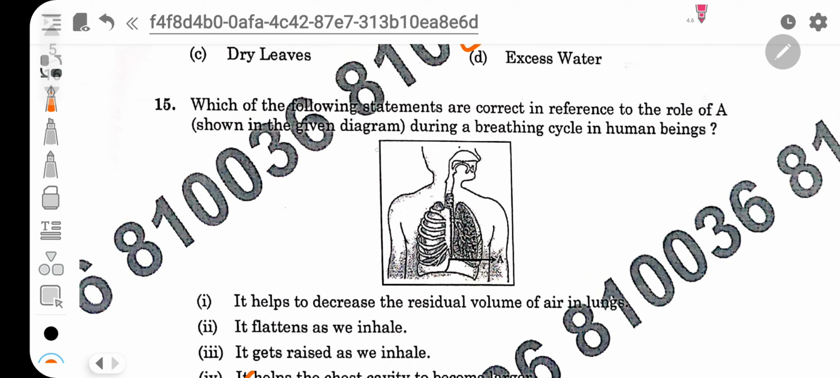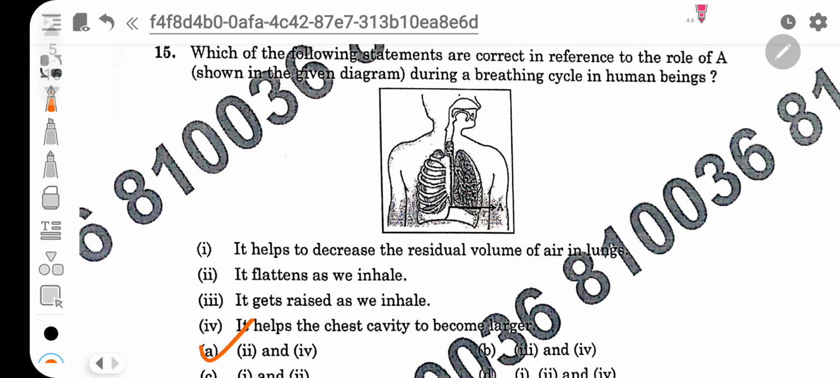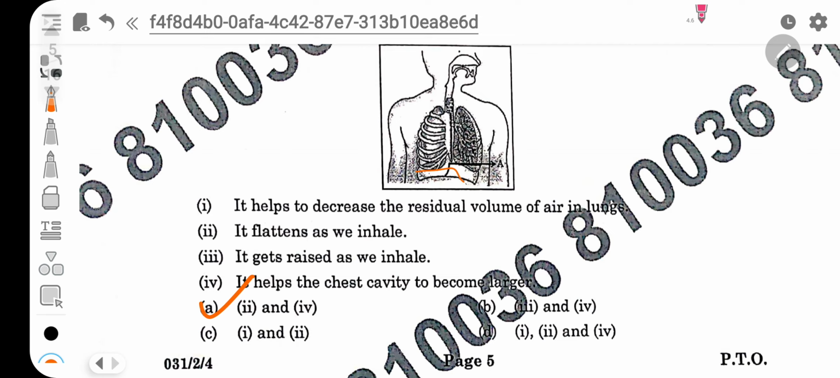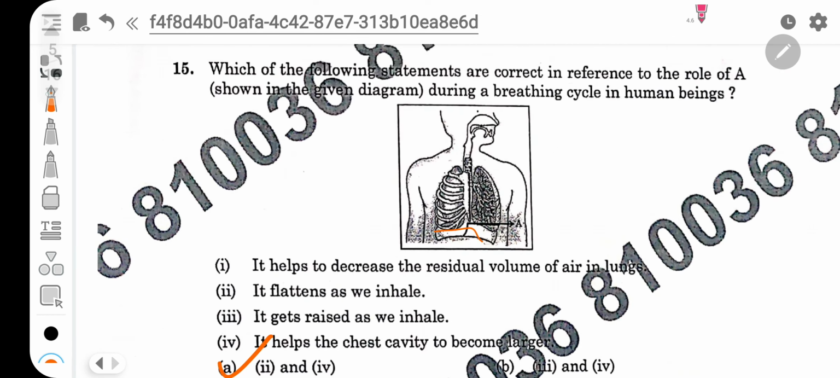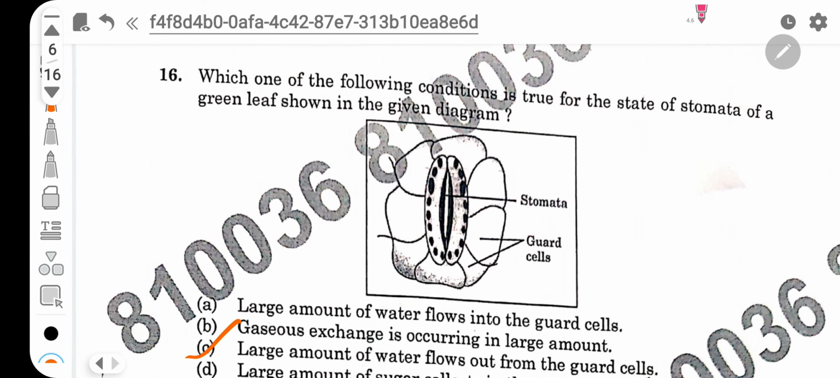Question number 15 states: which of the following statements are correct in reference to the role of A during a breathing cycle in human beings? A is the diaphragm, as you can see, and it flattens as we inhale. Yes, that is true. It helps the chest cavity to become larger. So that is also true. So the answer is A.